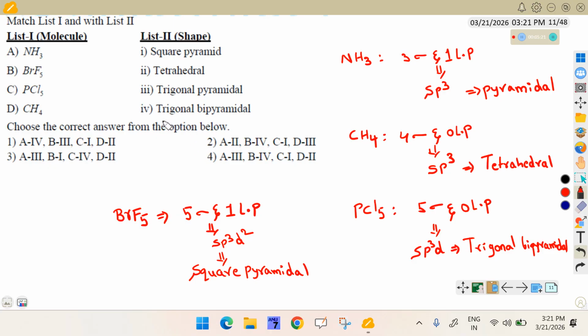The following: NH3 molecule has pyramidal geometry or trigonal. BrF5 is square pyramidal, AB5E, the A3 B1 type. Third option is the correct option.